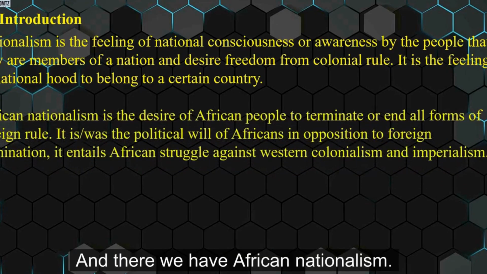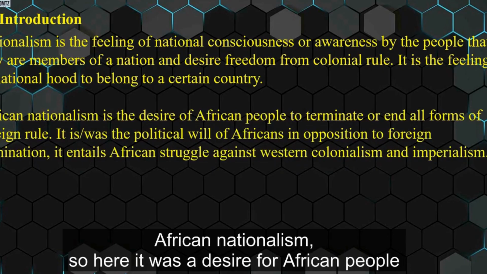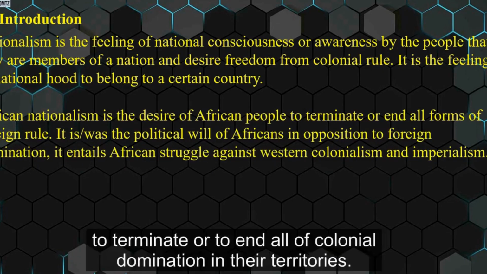And there we have African nationalism. African nationalism was the desire of African people to terminate or end all colonial domination in their territories.